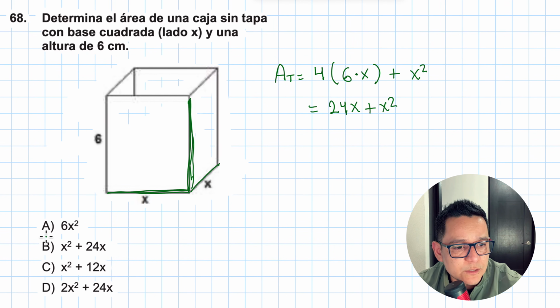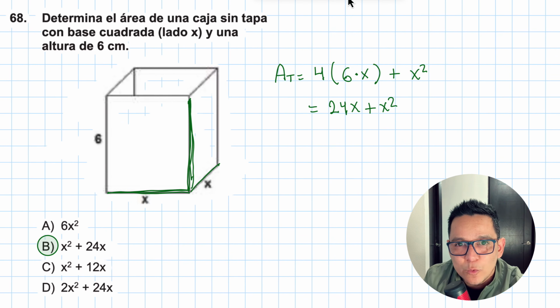And as you can see, this is here in option B, right? 24x plus x squared. Done. We finished. Easy, right? Let's see, what would the volume be? Even though it's not being asked for, what would the volume of the box be?